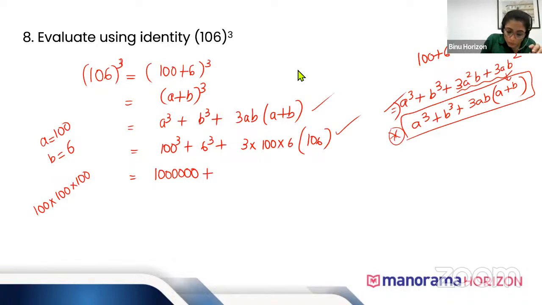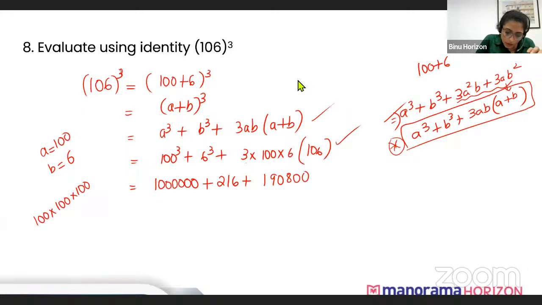Now, what is 6 cube? It is 216, plus 3 into 100, 300, into 6, 1800, into 106. So you get some answer like 1,90,800. Now, 216. Now, can you find?